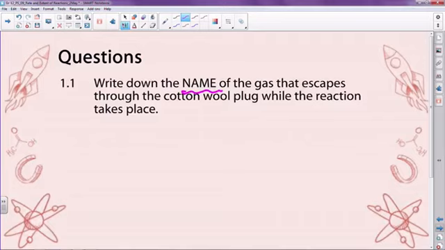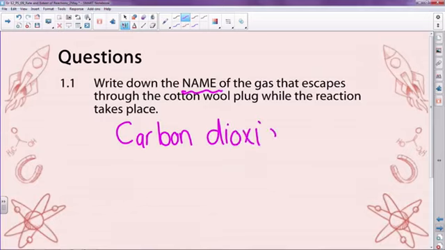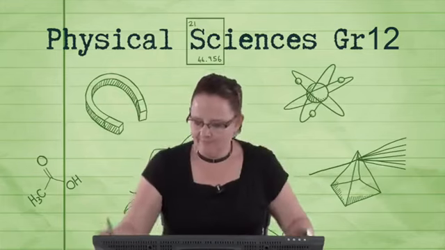It was the CO2, which means it's the carbon dioxide. If you write the formula, you don't get any marks. It said name it. First question, done.